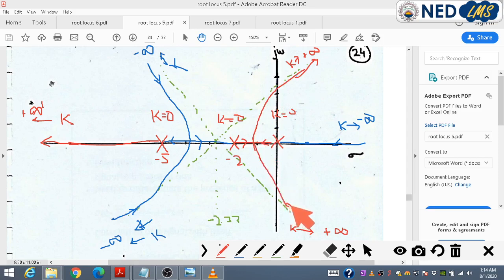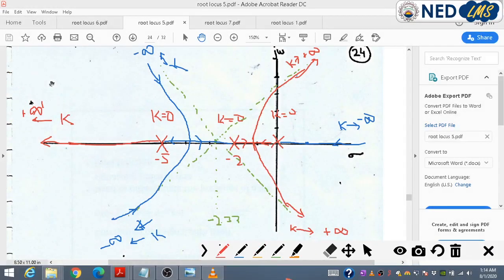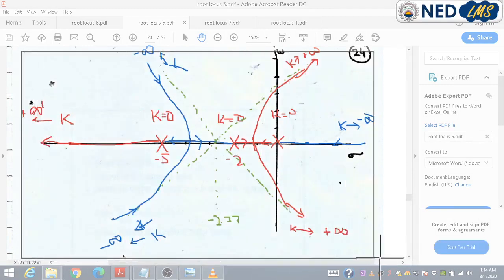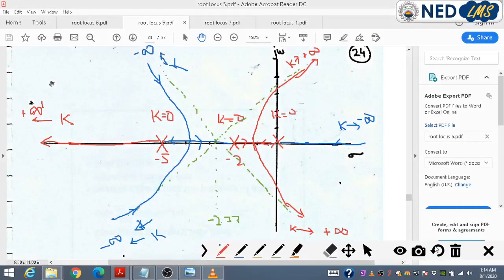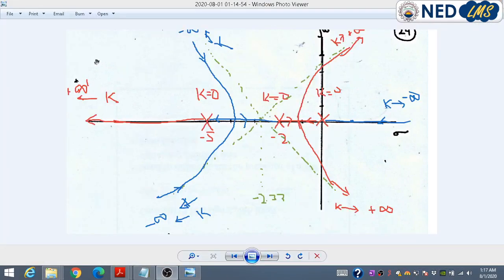So what information do we have to find? Number one is the breakaway point, the second one is the break-in point, and the third one is the imaginary axis crossing point. So first of all I have to save this picture if we want to use it further. Okay, now I am moving to find the value of the breakaway point, the break-in point, and the imaginary axis crossing point.